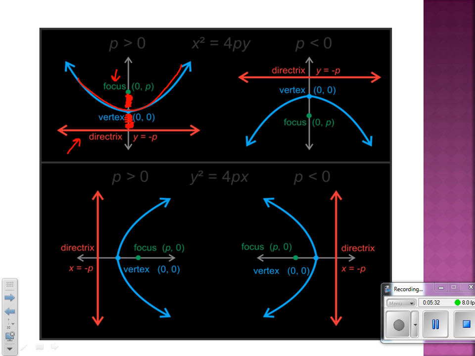Notice that the directrix is a line. So when you're stating the directrix, don't put down just a number. It's going to be an x equals number or a y equals number, depending upon whether that directrix is a horizontal or vertical line.